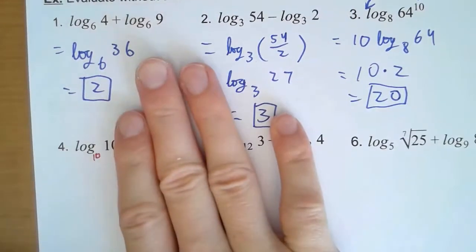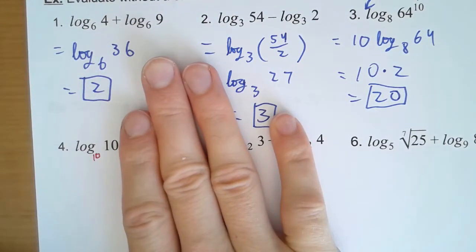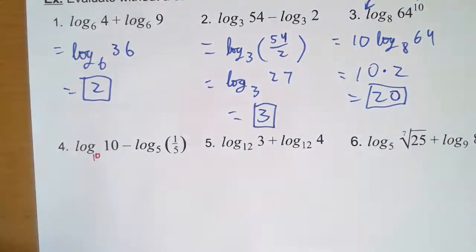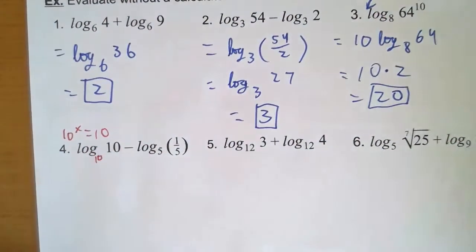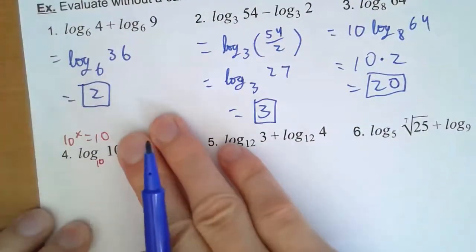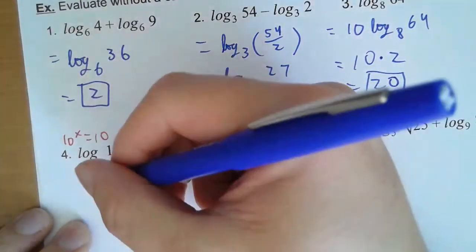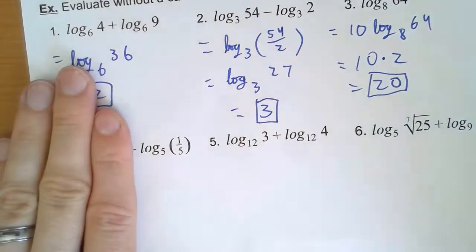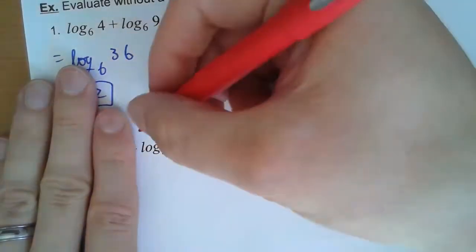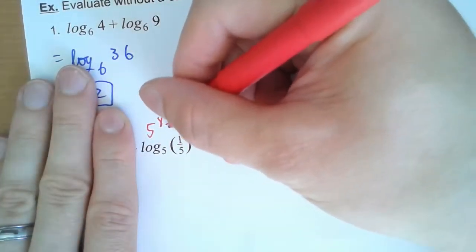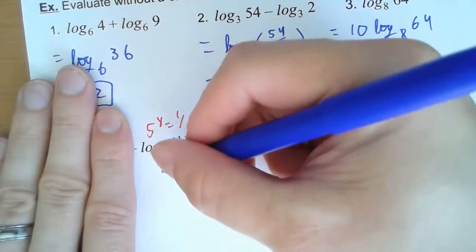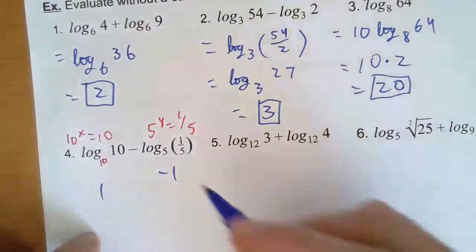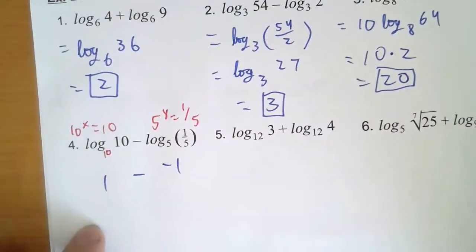So pretend like the whole problem is log base 10 of 10. You're trying to figure out 10 to the what is 10. Well, that's an easy problem. If I just gave you that, you could do that. That one's 1. And then pretend like that's the whole problem. You're trying to figure out 5 to the what is 1/5. If I just gave you that, that wouldn't be too bad. You could do that problem. That would be -1.